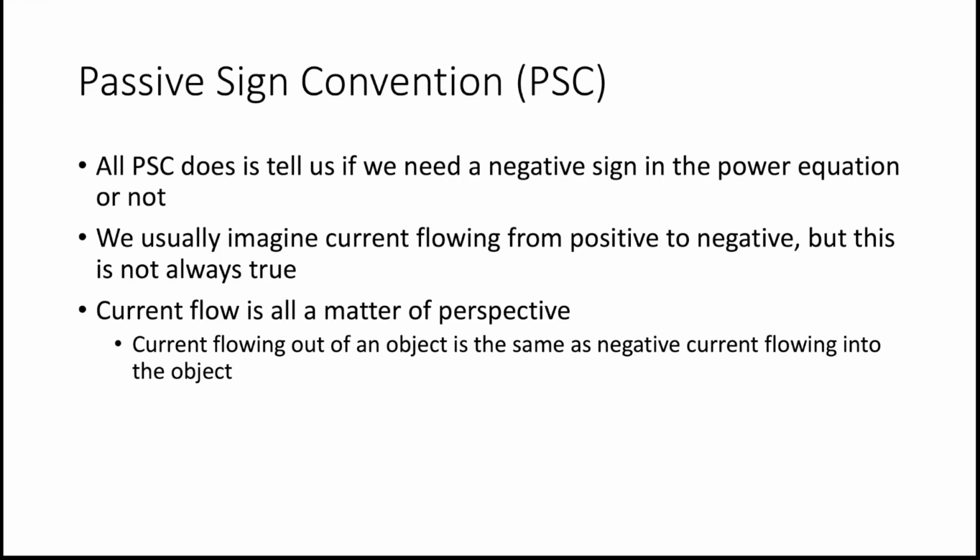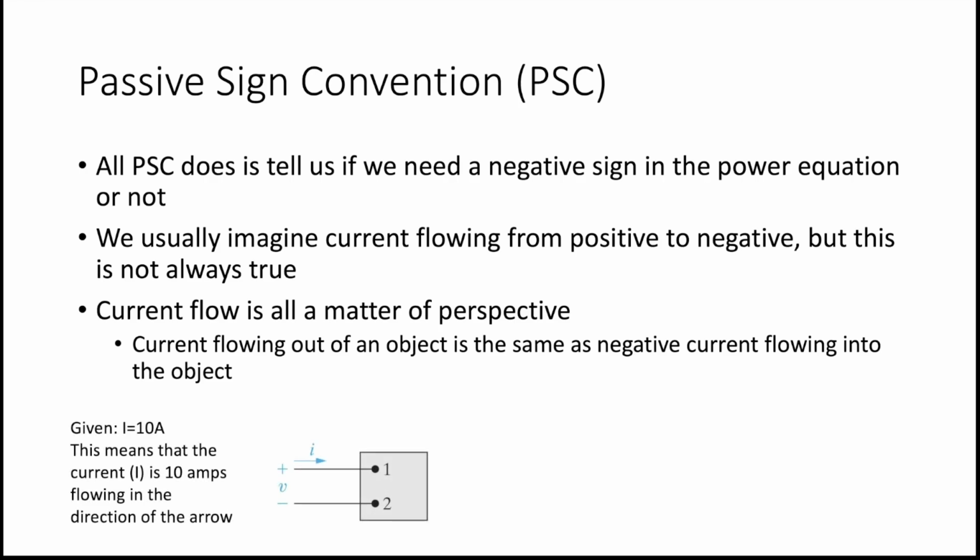Imagine you're staring at a river and it's flowing in your view from right to left. If you walk on the other side of the river and look back at it, it's now flowing left to right. But overall, the water is still flowing from one point to another. Your point of view has just changed because your perspective has changed. Another way to look at the current flowing out of an object is it's the same as the negative current flowing into the object. So let's give an example.